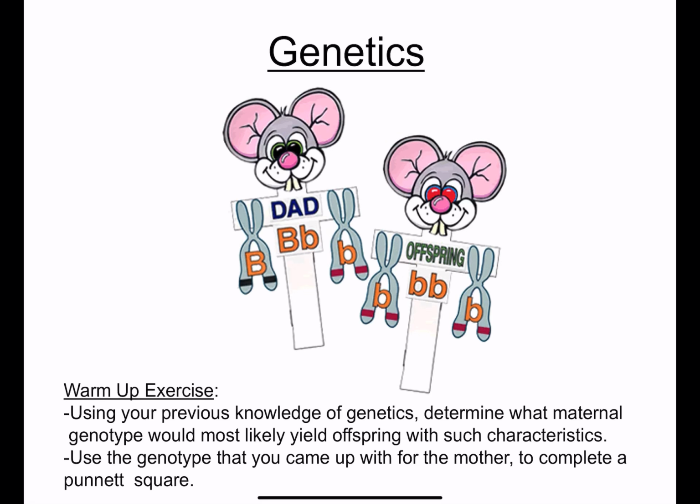Okay, so let's look at this. Using your previous knowledge of genetics, determine what maternal genotype would most likely yield offspring with such characteristics. So you see here we have our dad, and then we have our offspring. Now, you may not be familiar with this term genotype, but a genotype is the letters that make up your traits. Okay, so the dad's genotype is big B, little b, and the offspring is little b, little b. We always have to say big or little.